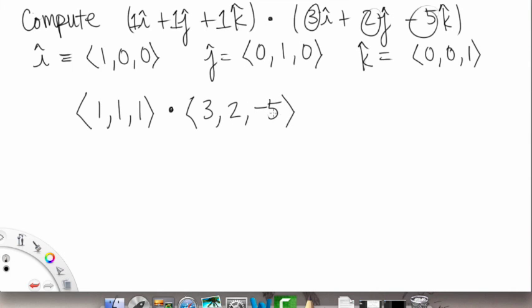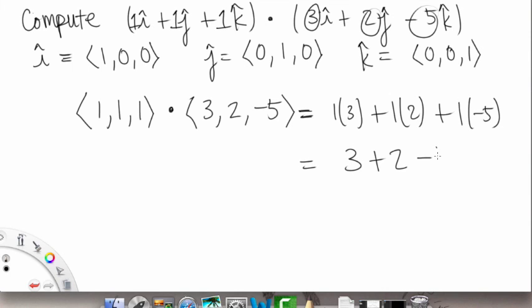Okay, so now we're just going to compute the dot product. We'll apply the operation here, so we're going to do 1 times 3 plus 1 times 2 plus 1 times negative 5, and this is going to turn out to be 3 plus 2 minus 5, and that'll end up just being 0.